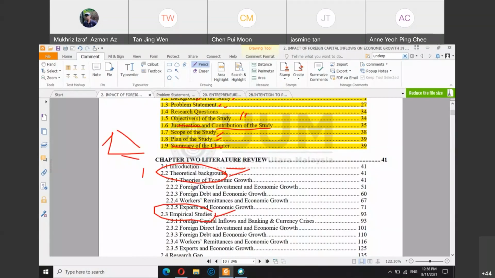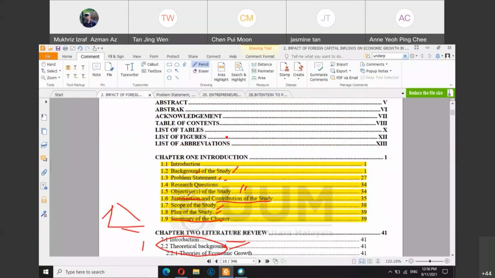So that will be the discussion required. But of course, this one you can focus on later. For the time being, for this week, focus on your chapter 1, especially the background, problem statement, research question, and objective. Of course, the rest you need to provide as well, but I don't think it will take much of your time. Maybe just an hour, you can finish the scope, the plan, and the contribution or significance of the study.